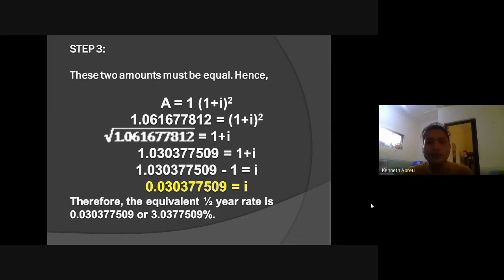Afterwards, we need to apply the properties of equality. In this situation, we apply SPE, or subtraction property of equality. That's why we have 1.030377509 minus 1 is equal to I. For us to get the value of I, we need to find the difference of 1.030377509 and 1, and the answer is 0.030377509. Therefore, the equivalent half-year rate is 0.030377509 or 3.0377509%. So that would be our periodic rate.